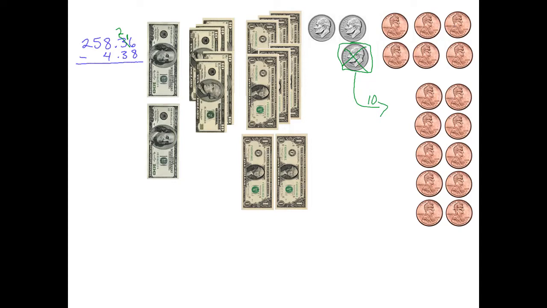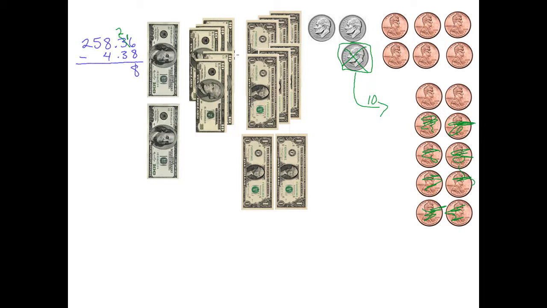Now, it's very nice. We can take away 8 of them very quickly. 1, 2, 3, 4, 5, 6, 7, 8. And we're left with 8. That's 16 minus 8 gives us 8 pennies.